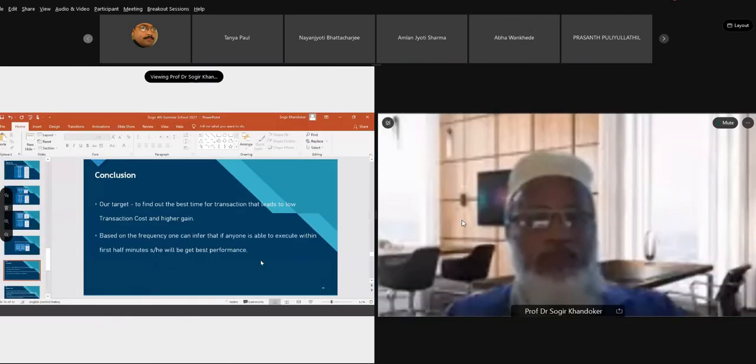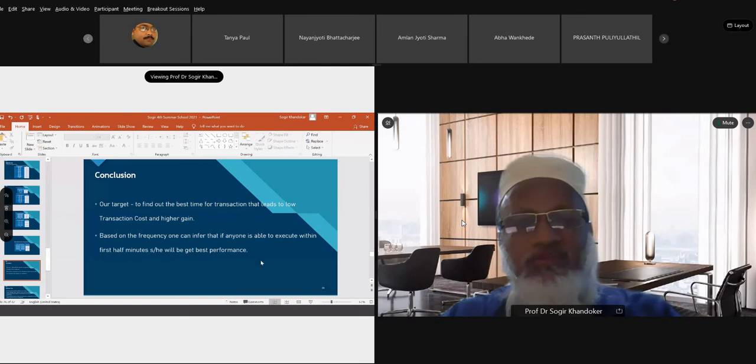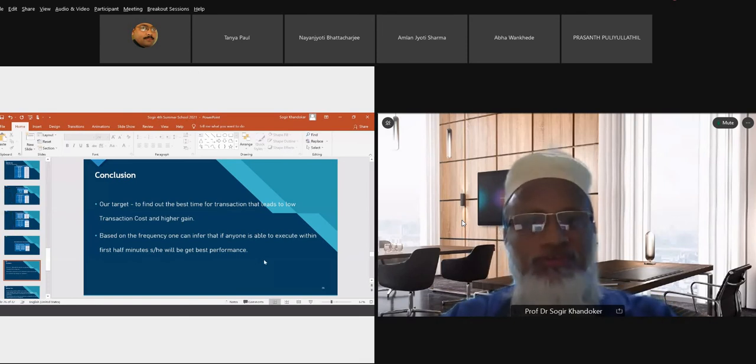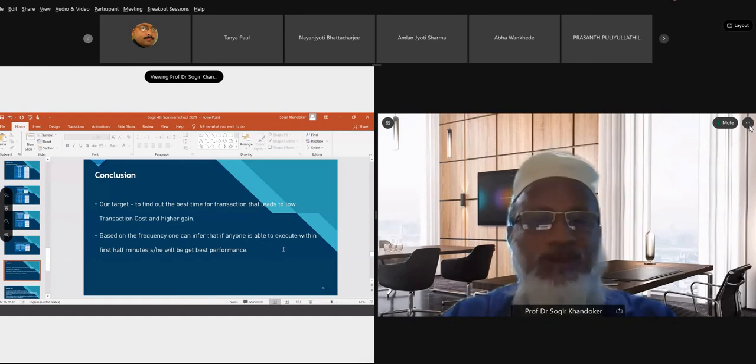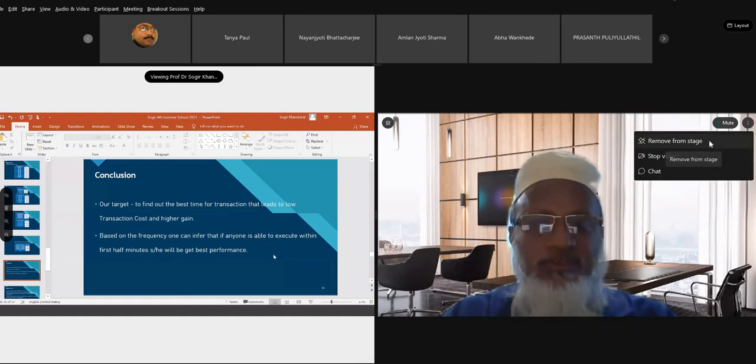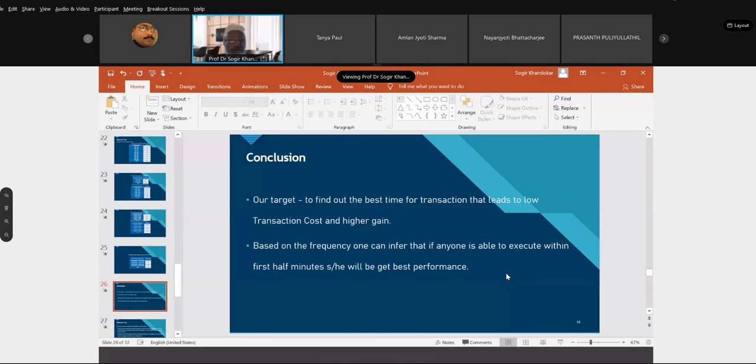So the conclusion is, our target is to find out the best time for transactions that leads to low transaction cost and higher gain. Based on the frequency, one can infer that if anyone is able to execute within the first half minute, not first half second, he or she will get the best performance.